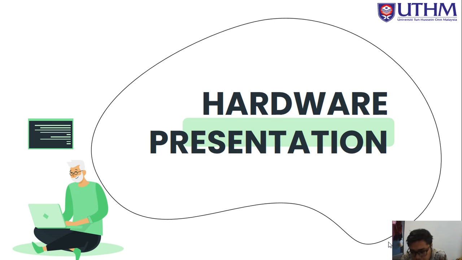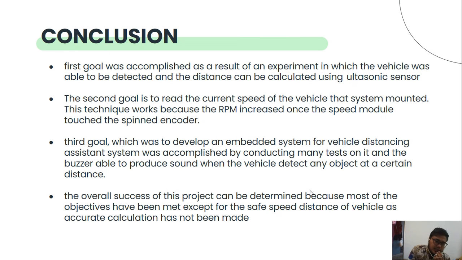For the conclusion: the first goal was accomplished as a result of the experiment, in which the vehicle was able to detect and the distance can be calculated using the ultrasonic sensor. The second goal is to read the current speed of the vehicle that the system is mounted on. This technique works because the RPM increases on the speed module when touched and the encoder spins.